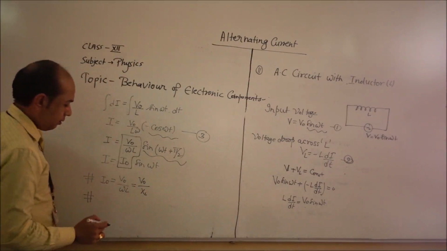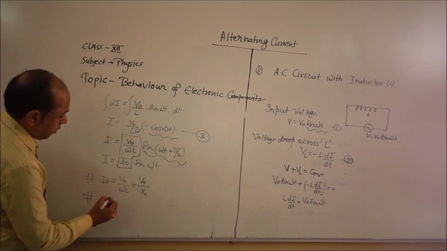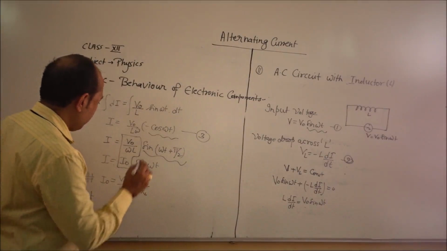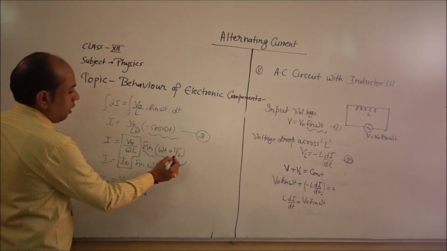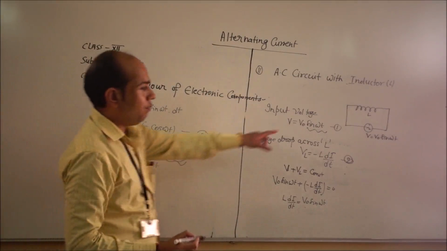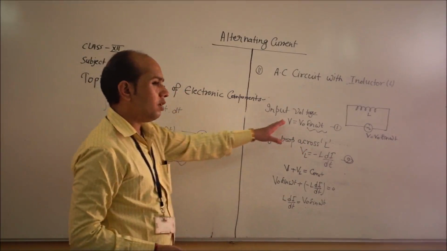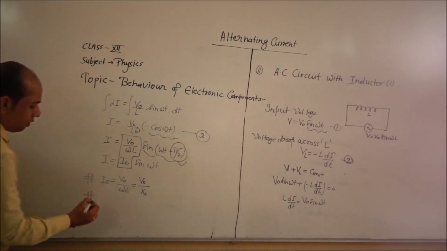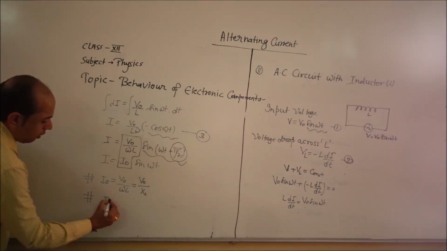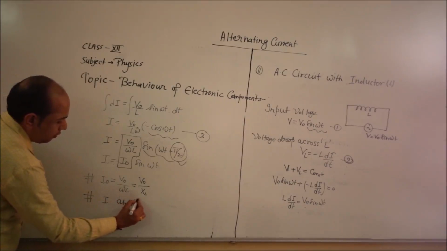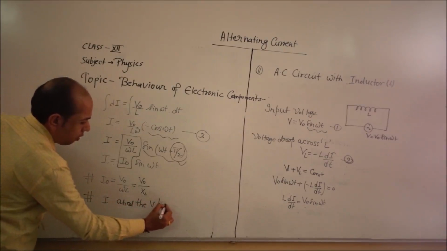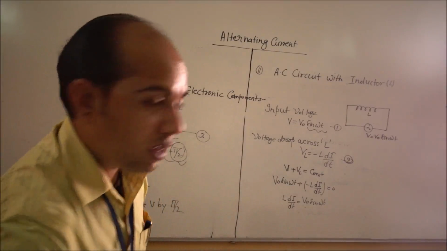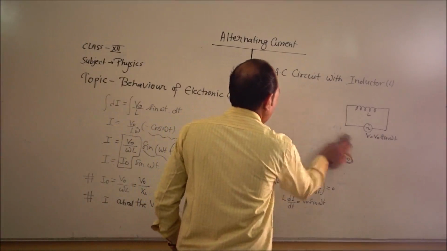So we get here I naught sine omega t plus pi by 2 and V naught sine omega t. So current is ahead by pi by 2 angle with voltage. If we compare voltage and current, current is ahead by pi by 2. So this is the second result: current I is ahead of V by pi by 2. On the basis of this, we draw the graph.